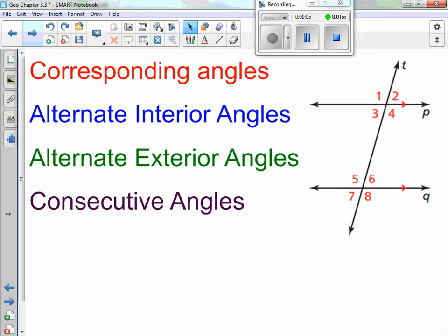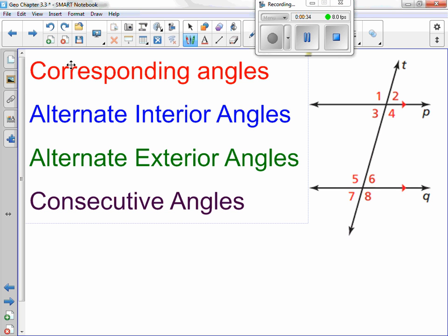Now, again, what we talked about the other day was our consecutive interior, or corresponding angles, alternate interior, alternate exterior, and consecutive angles. We talked about how these work with parallel lines, yes? Because if two lines are parallel, the corresponding angles, the alternate interior, the alternate exterior angles are congruent. They're going to be the same, yes? And our consecutive angles are going to be supplementary. They add together to be 180.